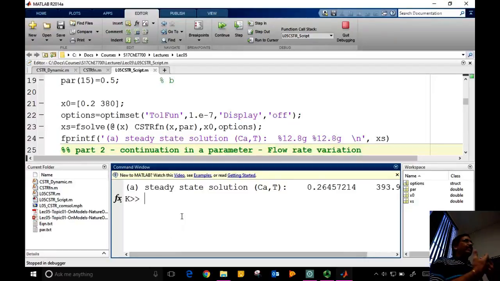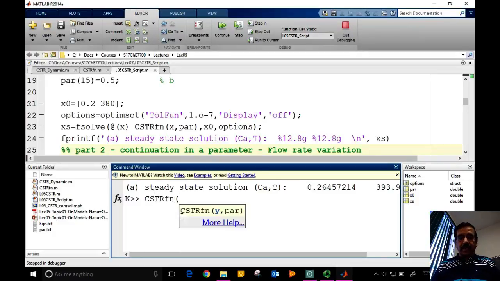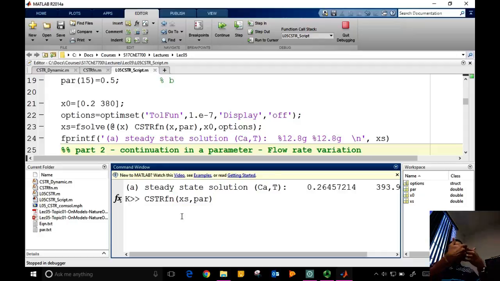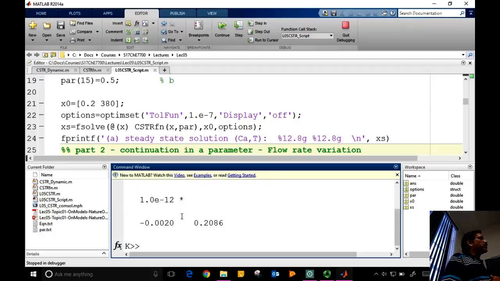And I can verify that these are indeed the true solutions by calculating CSTRFN of xs, comma par. So I'm calling directly that function to see how those functions evaluate. They should evaluate to 0. And they evaluate to 10 to the minus 12. So that is the true solution.